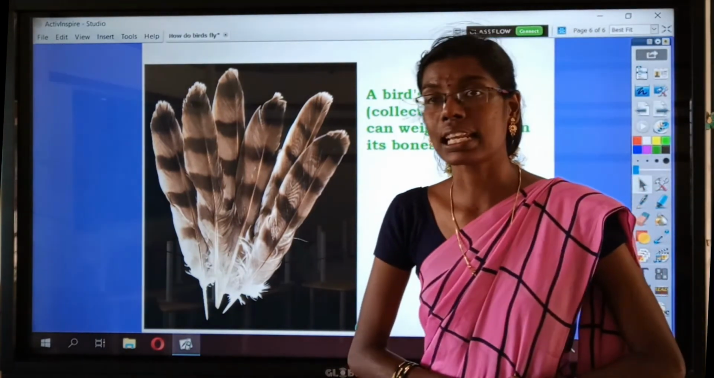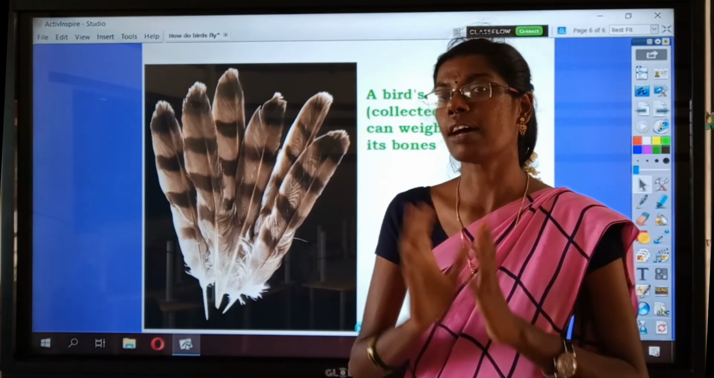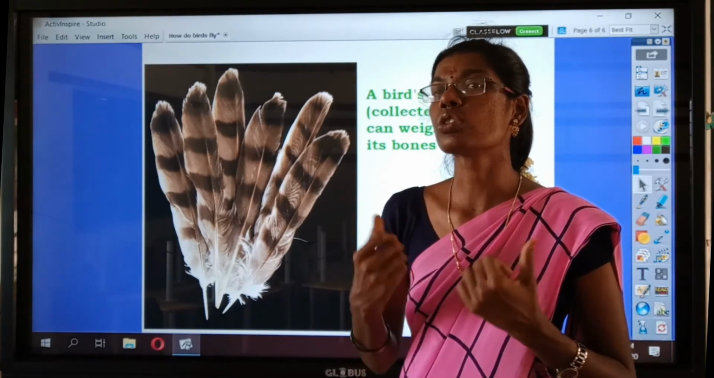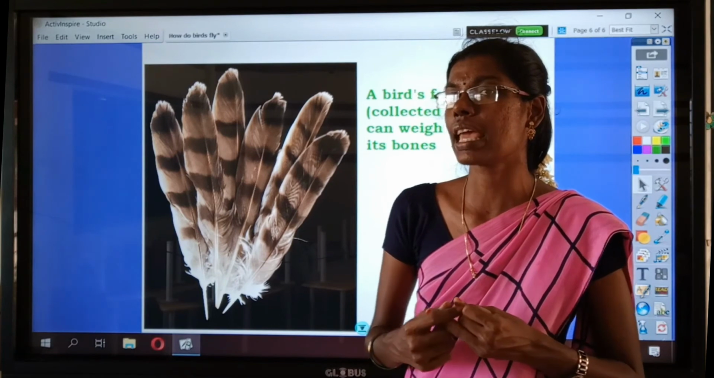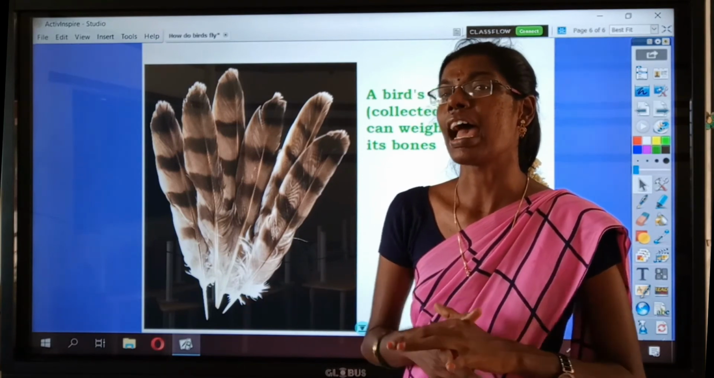So in today's class we have learned how the birds are flying and how they use their strong muscles, wings, tails and feet to fly and land down.